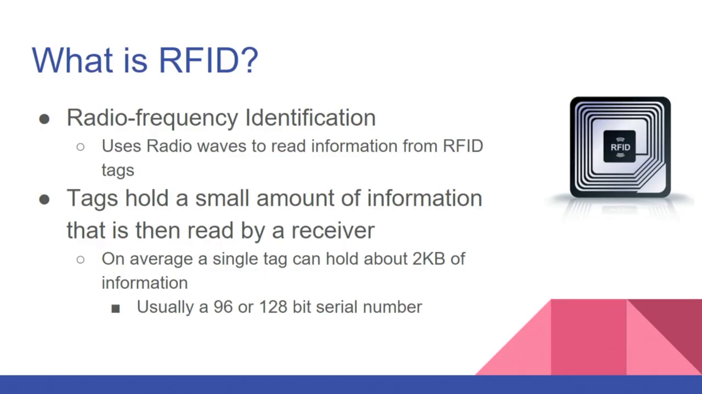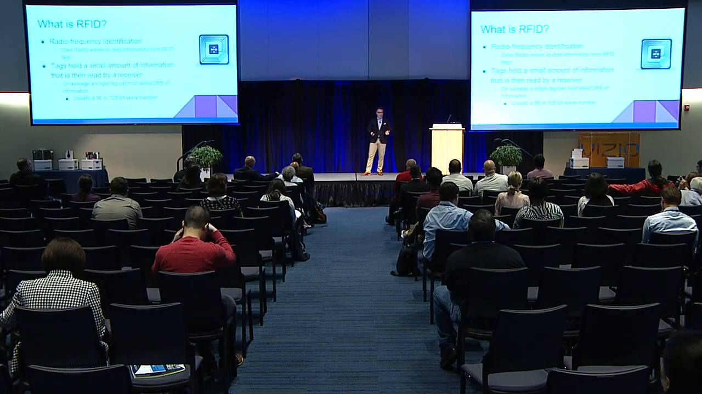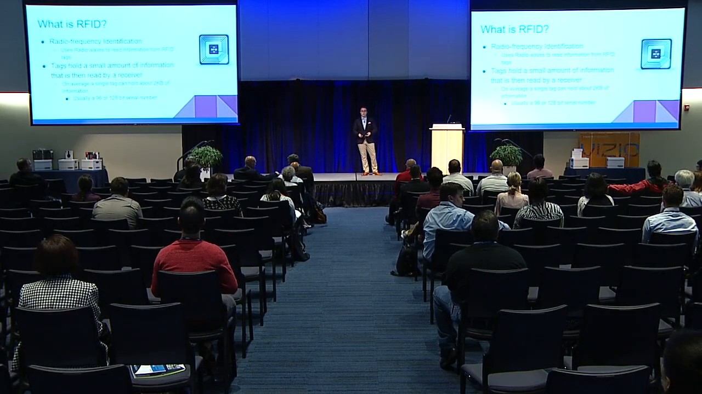So what is RFID? RFID is radio frequency identification, and that's basically using radio waves to read information from specific RFID tags. The tags are used to hold small amounts of information, and when we're talking about small amounts, you can go into Best Buy and pick up a 32 gig flash drive. We're talking significantly less than that. So about 2 kilobytes of information is what's held on your average tag. That's between 96 and 128 characters. Those are usually unique serial numbers that are registered in your specific RFID system.